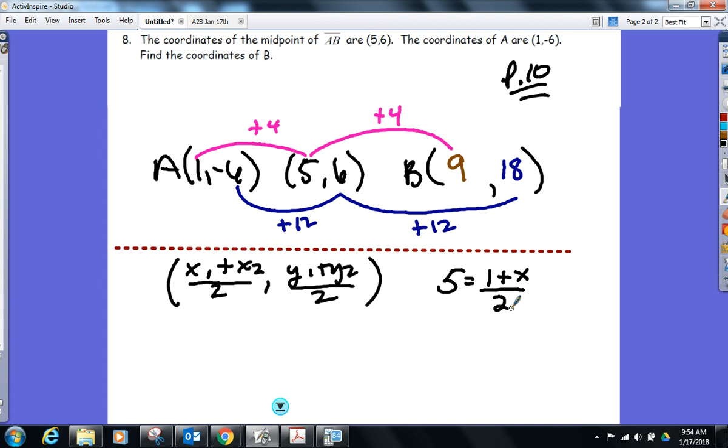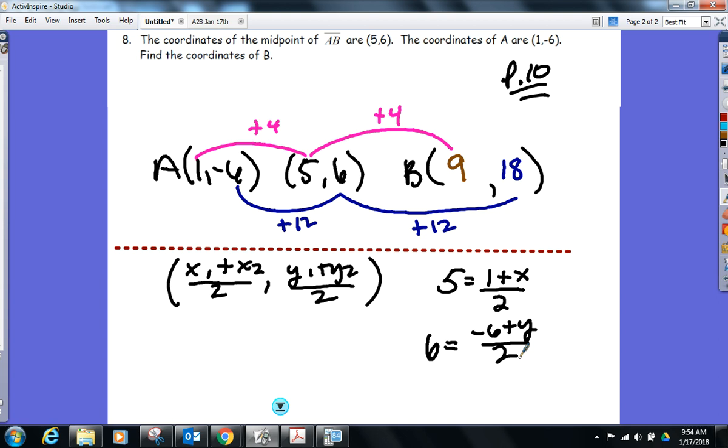And then what was the Y coordinate of my midpoint? 6. So you could say 6 equals, what was the Y coordinate for A? -6 plus Y, divided by 2. You could also solve it that way, using the formula. Keep reviewing. Is this formula going to be given to you? No, not given to you.